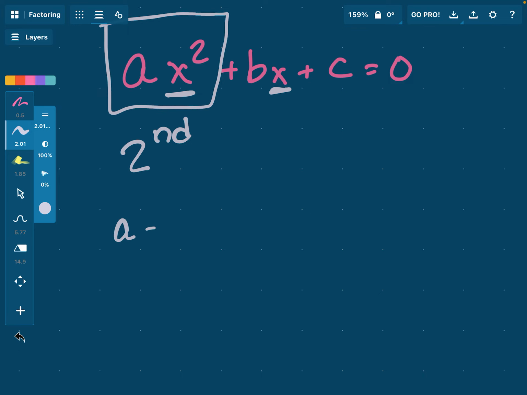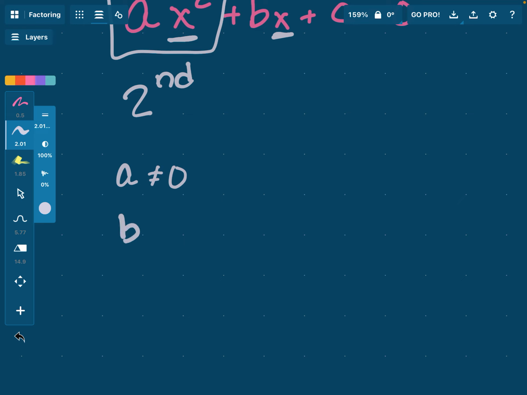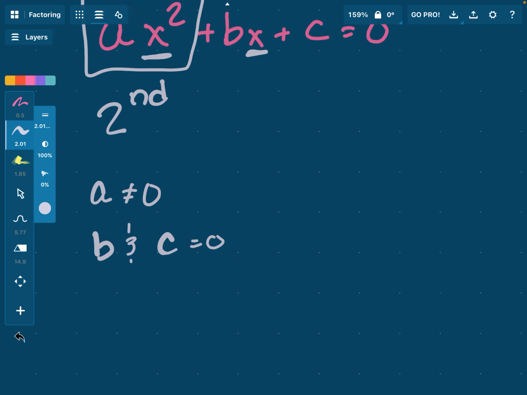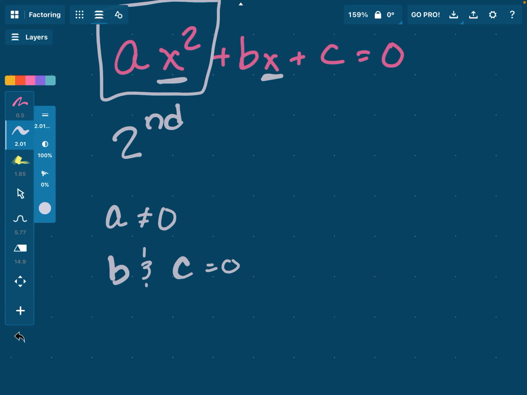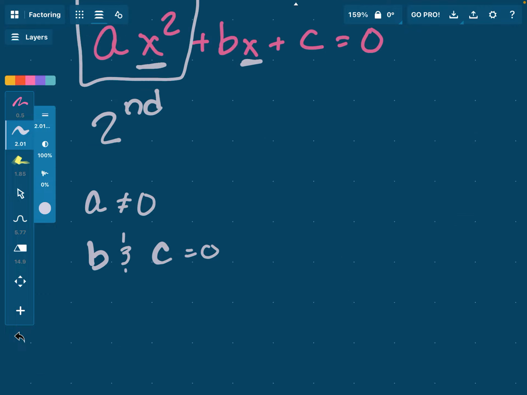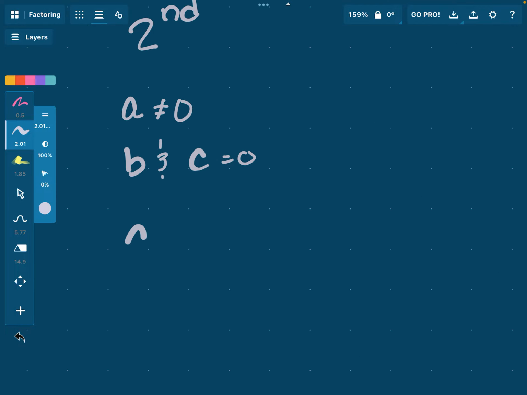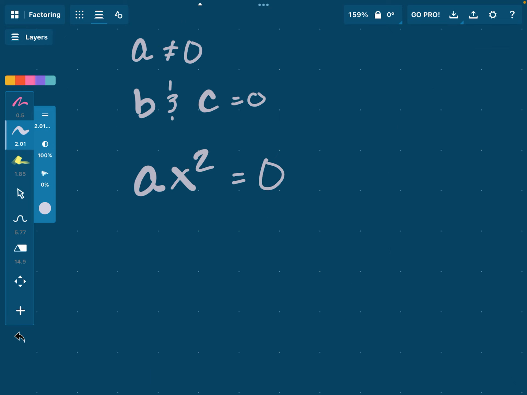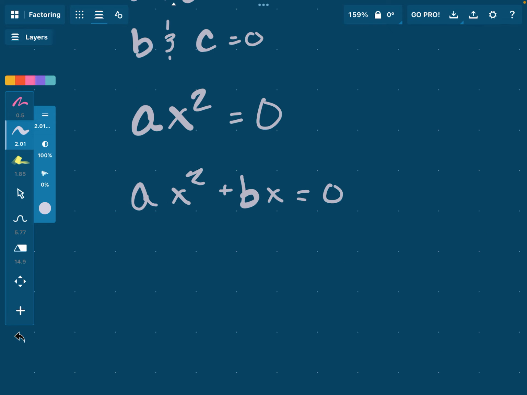A can't equal 0, otherwise it wouldn't be a quadratic, and B and C can equal 0. They don't always equal 0, but there are some cases where they do. And essentially what that means is that we can have an equation where this is possible: ax squared equals 0, or ax squared plus bx equals 0, or ax squared plus c equals 0.